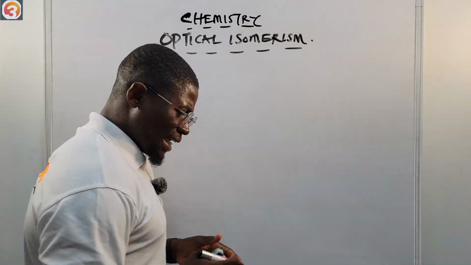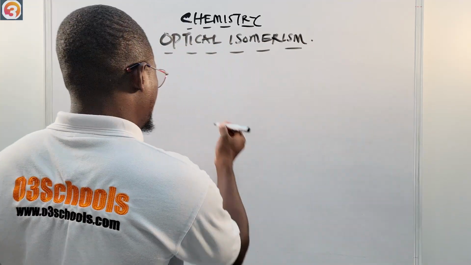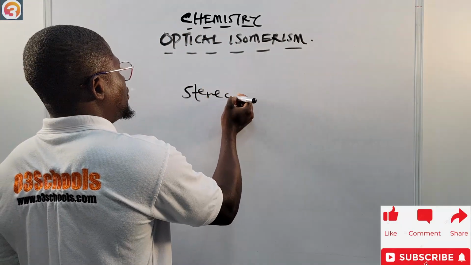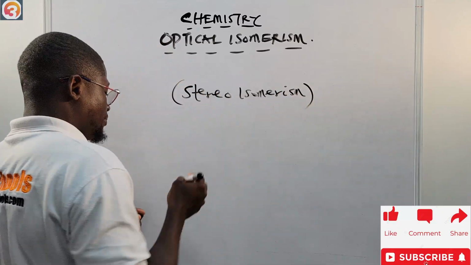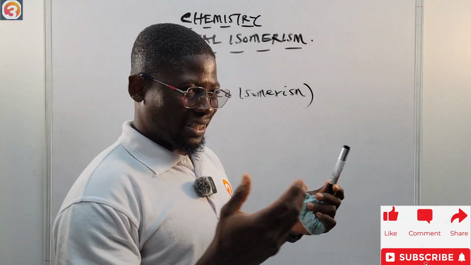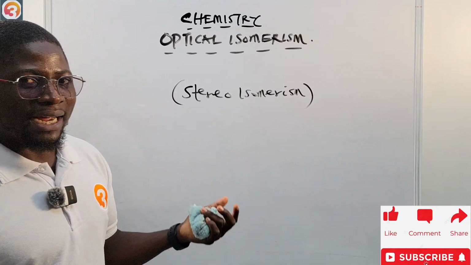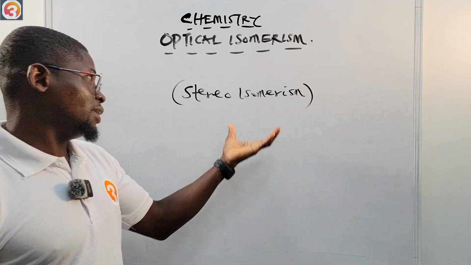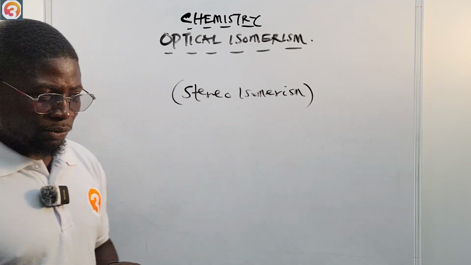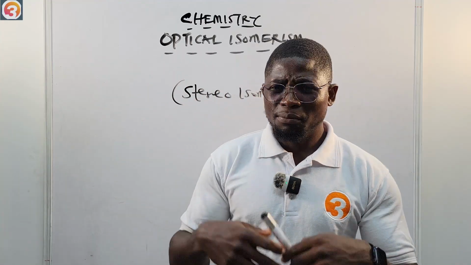Okay, so like I've said earlier, optical isomerism is a type of stereoisomerism. I already said that before. We said that optical isomerism is a type, along with the EZ isomerism, or the one we call geometric isomerism. Optical isomerism is also an example of what? Of stereoisomerism.